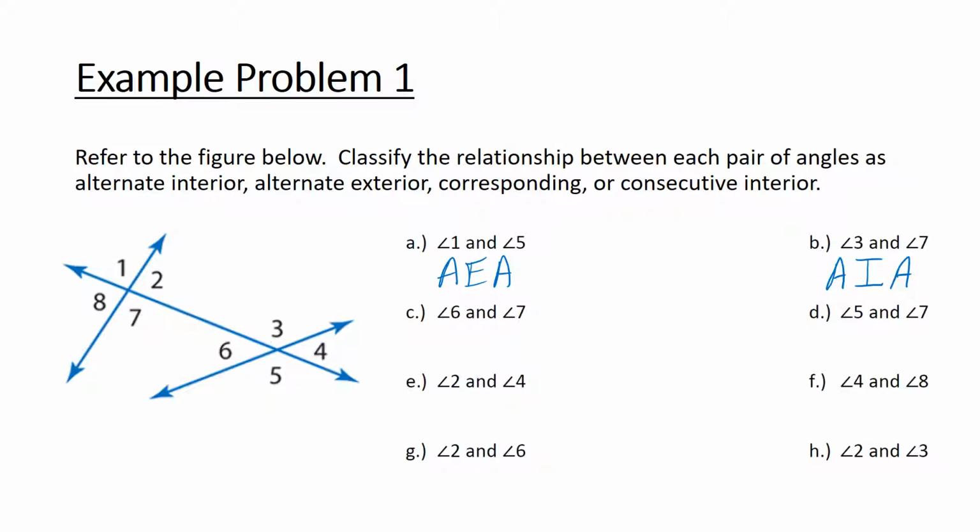Now, if we quickly look at some of these other ones, we can also look at angle 6 and angle 7. If you look at 6 and 7, they are actually on the same side of the transversal, but they are both in the interior. Therefore, angles 6 and 7 are a pair of consecutive interior angles. If you look at letter D here, we have angles 5 and angle 7. If we focus on angle 5 and angle 7, you'll notice one is on the interior and 5 is on the exterior, with them both being on the same side of the transversal. In that case, these would be corresponding angles.